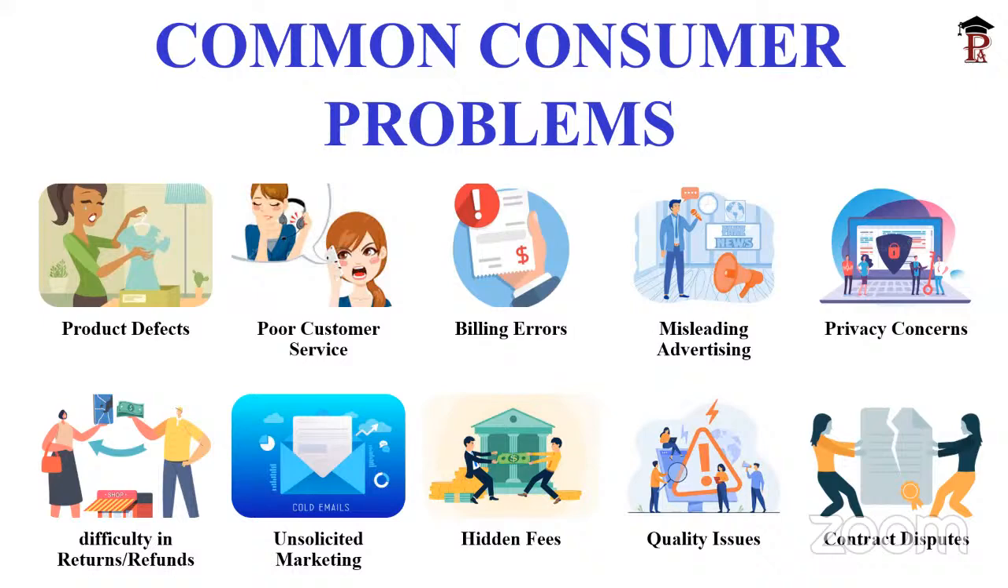Then we have quality issues. The product is promising something and giving something else, so that's the quality issue. Then we have contract disputes. That's a basic thing. Contract disputes are like when you have signed something and then they are making you do something else. Okay. I hope I have made myself clear with the common consumer problems.